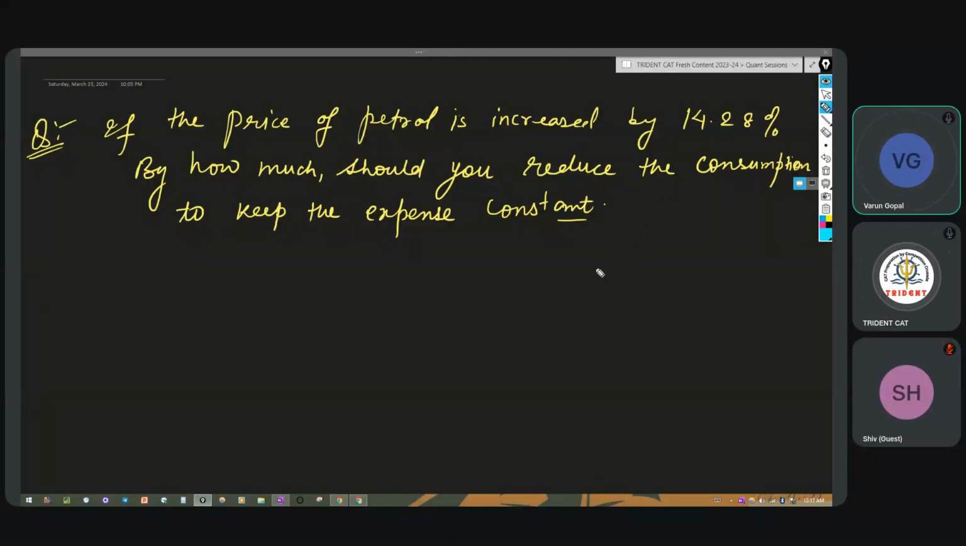This is a very interesting question also. So the price of petrol has gone up. You need to decrease the consumption, and why are you decreasing the consumption? Because the expense you want to keep. So earlier, suppose you had an expense of 100 rupees. Today also you want to keep the expense at 100 rupees. But because the price of the petrol has gone up, you obviously have to reduce the consumption. That is why I always call these questions product constancy. You can also call them offsetting.